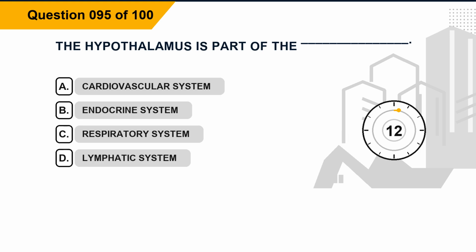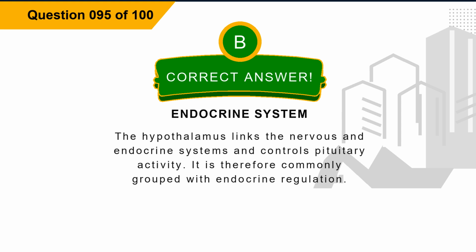Question 95. The hypothalamus is part of the blank. Option A. Cardiovascular system. Option B. Endocrine system. Option C. Respiratory system. Option D. Lymphatic system. The correct answer is option B. Endocrine system. Explanation. The hypothalamus links the nervous and endocrine systems and controls pituitary activity. It is therefore commonly grouped with endocrine regulation.